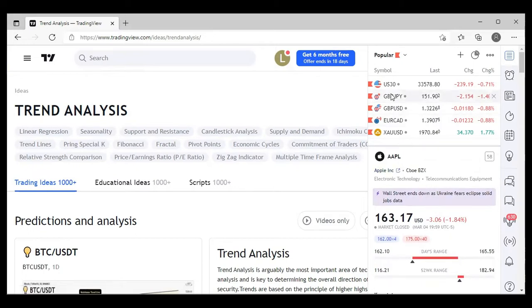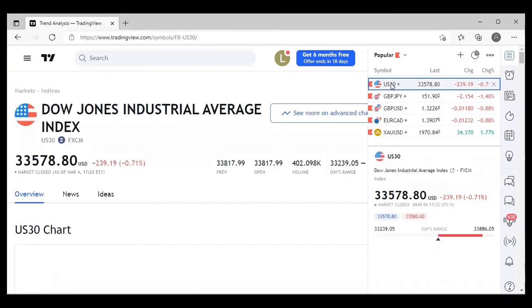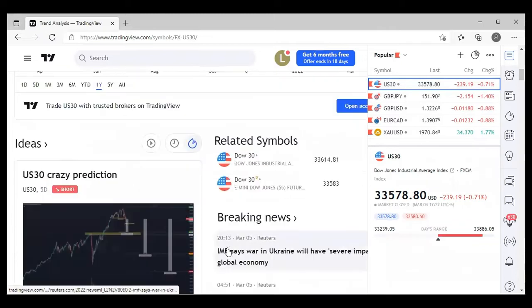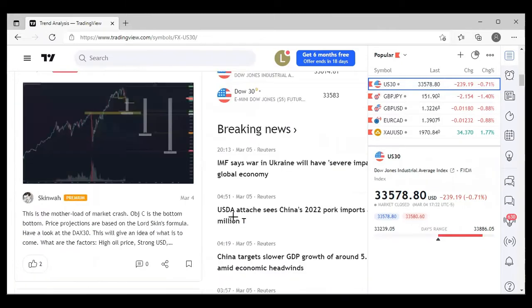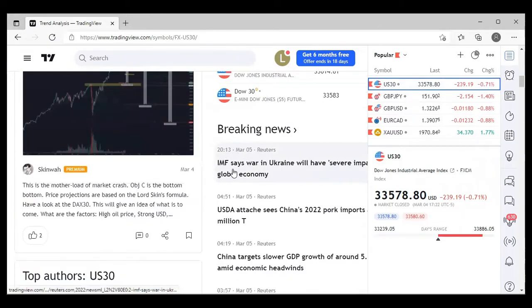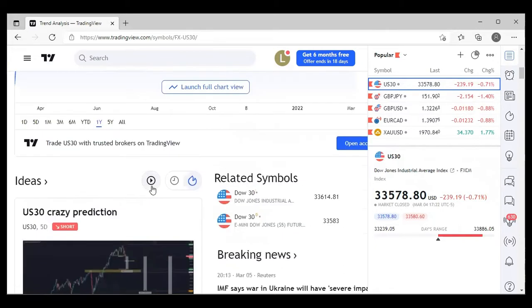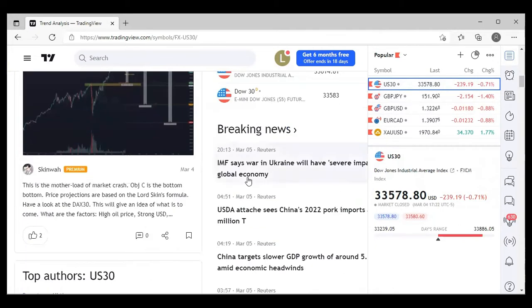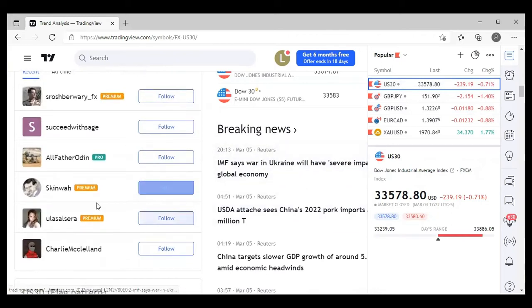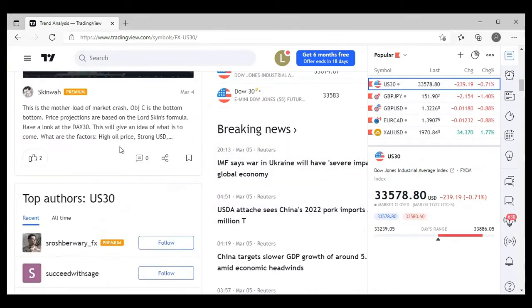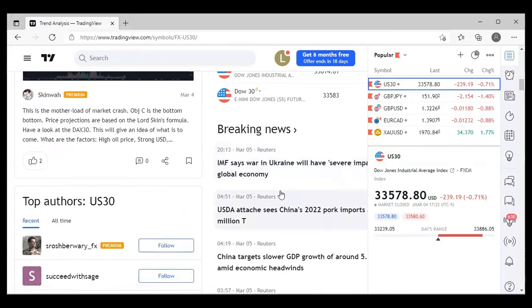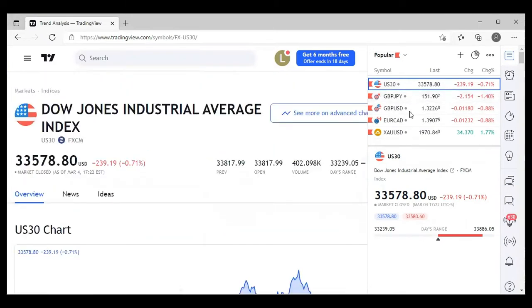Now, basically, if I pick, let's say, US 30, this is what you see. You'll be able to see the price of US 30, look at the US 30 chart on the line chart, and read what people are talking about US 30, breaking news that affects the index, and so on. These are other traders like myself. So that's the watch list and details.